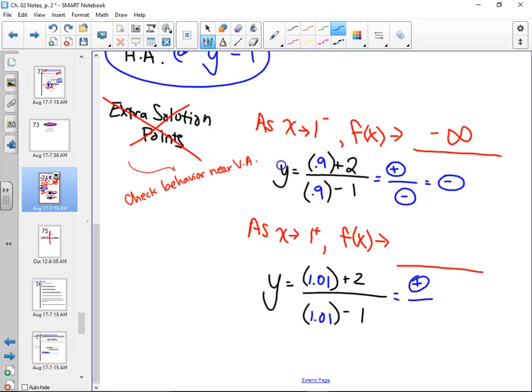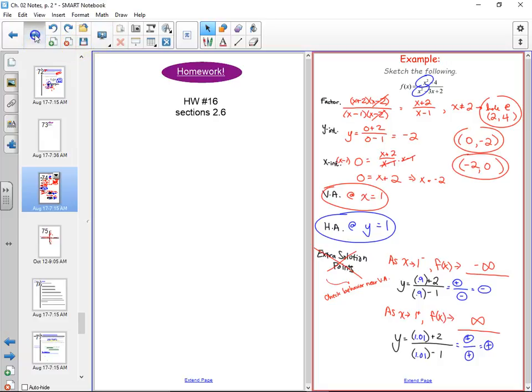Nice. 1.01 minus 1, 1.001 minus 1. All positive. What's a positive over a positive? So what am I going to fill in as where my y's are going? Ooh, yeah. So how can you justify your graph on the other page that a lot of you naturally thought was the right one?